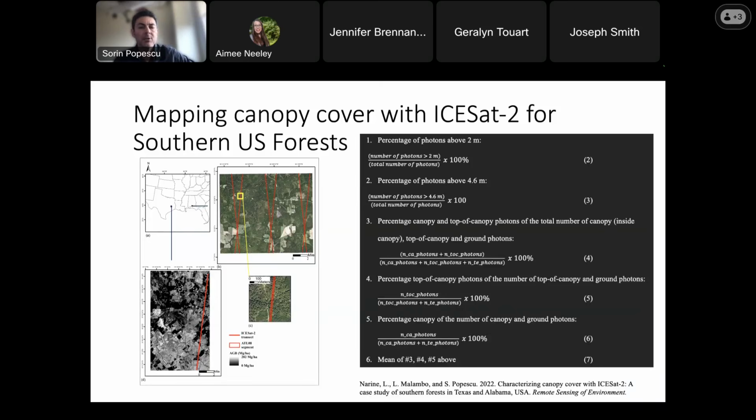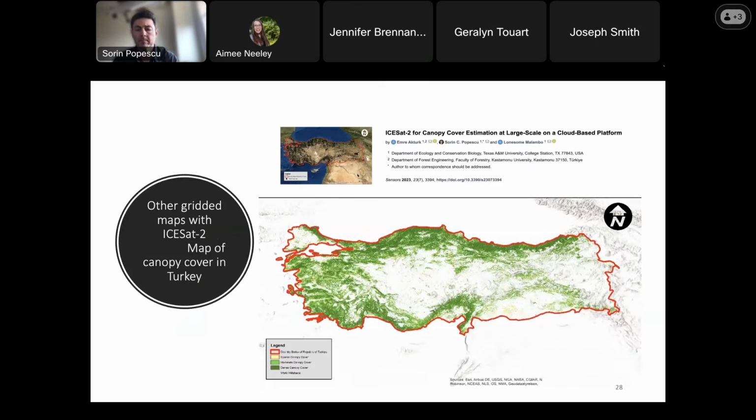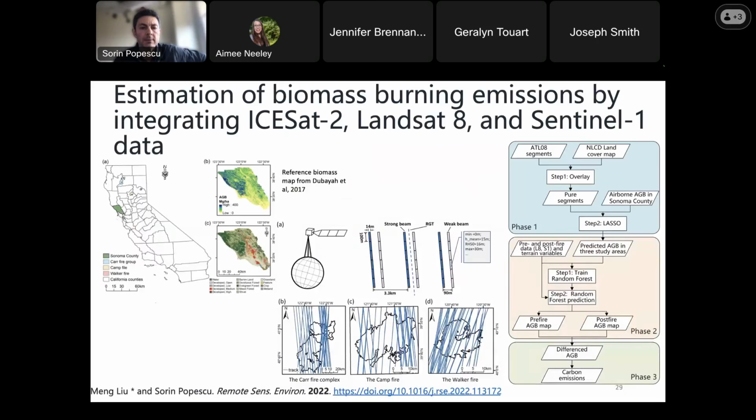Other studies that you could pursue with ICESat-2 and ATL08 would be to map canopy cover, for example. And here's a publication that proposes multiple formulas to use those photons, a number of photons in canopy, top of canopy or ground, to estimate canopy cover. Those formulas have been used to compute a gridded map at country scale for Turkey. There was a visiting scientist here at the lab that produced this with ICESat-2 data.